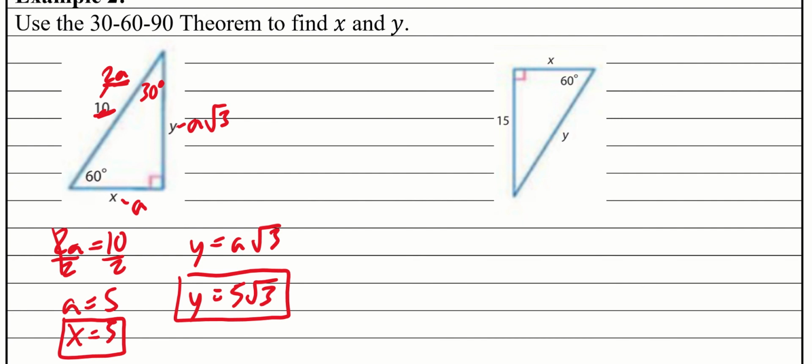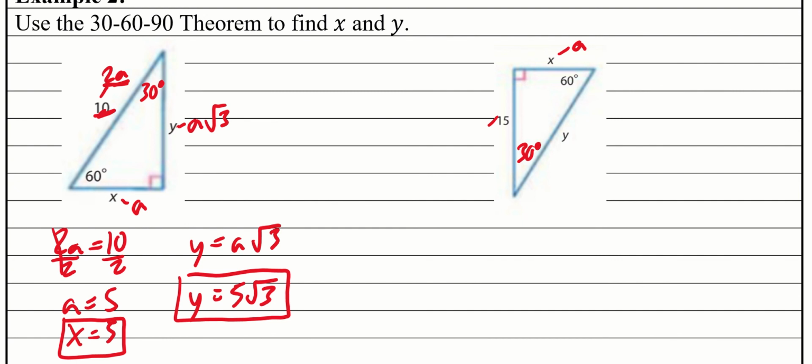Okay, so next one here, using that same idea, I have this triangle here. Again, I know it's a 30, 60, 90. And just like before, I'm going to go ahead and label these here. So the shortest leg would be across from 30. So that's going to be A. That's the one that we're going to want to solve for first.